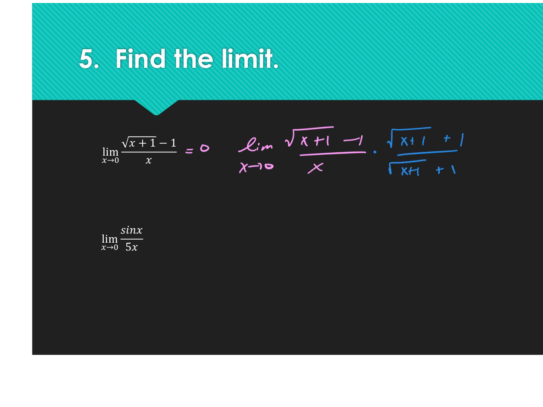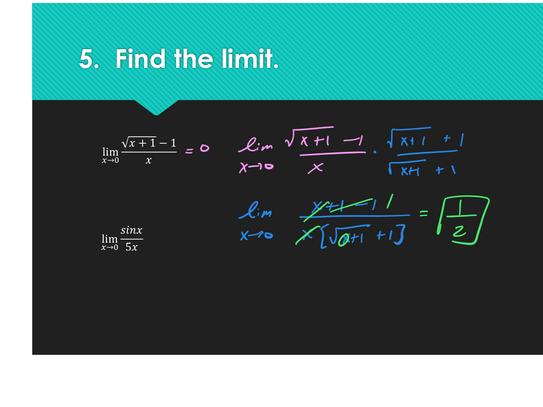So hopefully when I do this, the x cancels out. So I'm going to get the limit as x goes to 0. The top becomes x plus 1 minus 1, the x stays on the outside, and then I get x plus 1, like that. So this cancels with this, I get that. Now I'm going to plug in, so we're going to get 1 over, this becomes 0, square root of 1 is 1, so I get 1/2. Okay, so the limit as x goes to 0 is equal to 1/2.